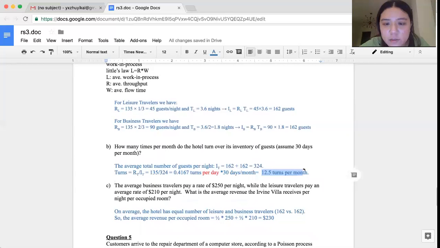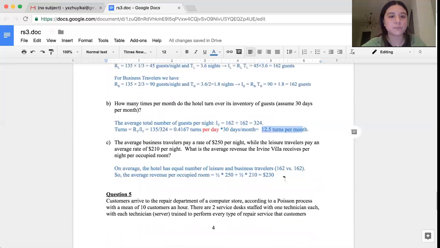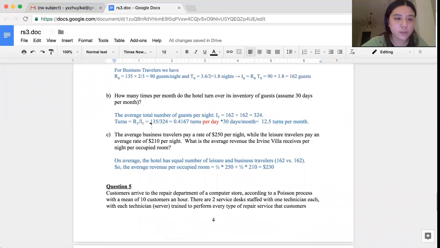Then we get 12.5 turns per month. Next, on average, business travelers pay a rate of 250 per night, while the leisure travelers pay an average rate of 210 per night. What is the average revenue the Irvine Villa receives per night per occupied room?